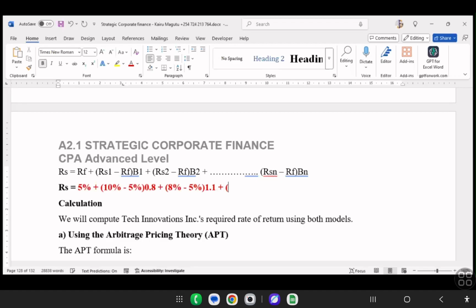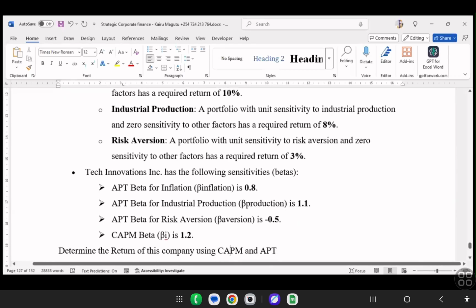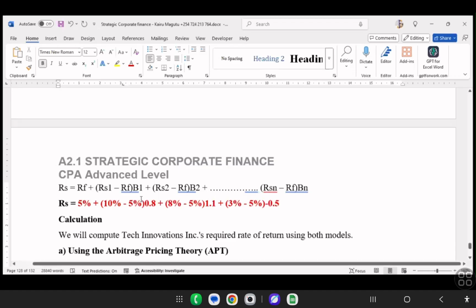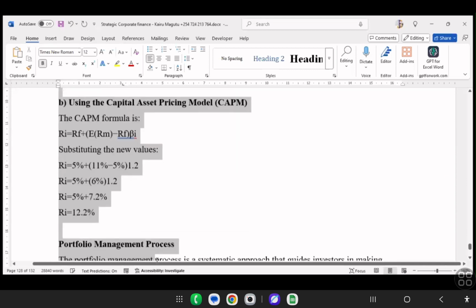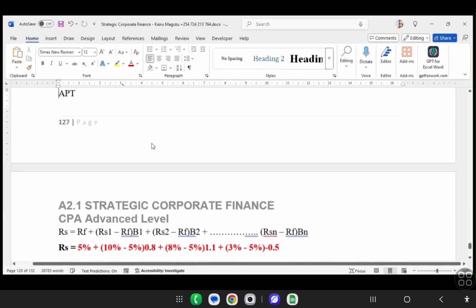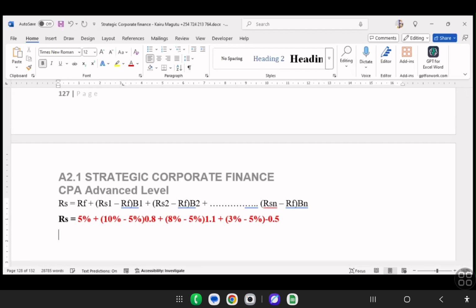Then we add. The next one is the expected return of 3% and the beta factor is minus 0.5. We give it 3% minus 5%, multiplied by minus 0.5. What is the answer? Let me get the answer for this one, please. How much is it?